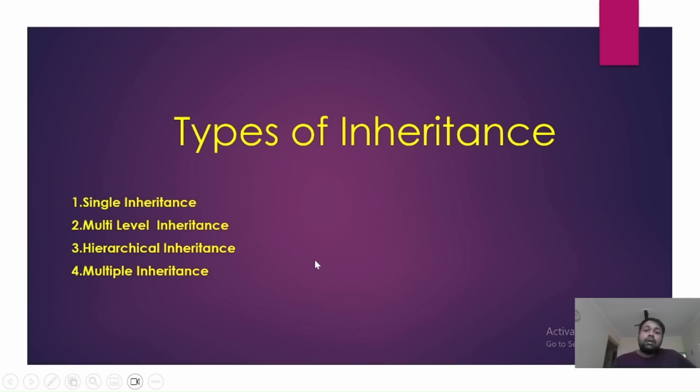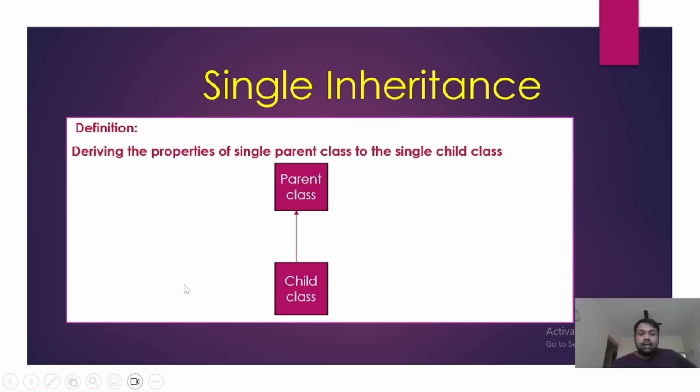Now I am coming to the types of inheritance. There are 4 types of inheritance: single inheritance, multi-level inheritance, hierarchical inheritance, and multiple inheritance. What are these? We will be discussing them now. Single inheritance: deriving a single child class from a single parent class is known as single inheritance. In other words, deriving the properties of a single parent class to a single child class.